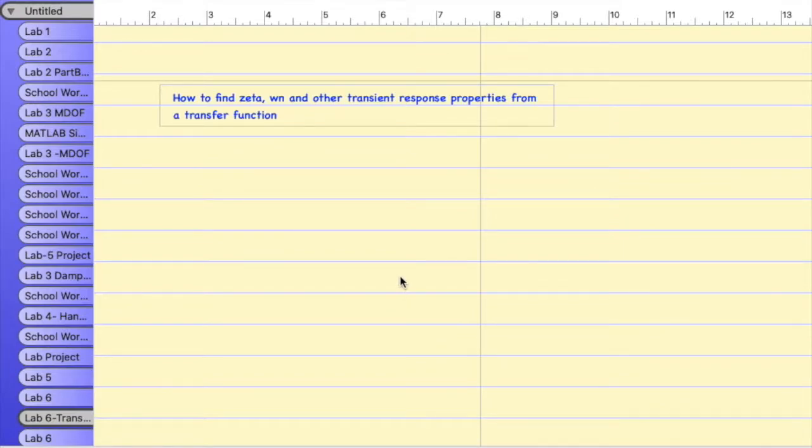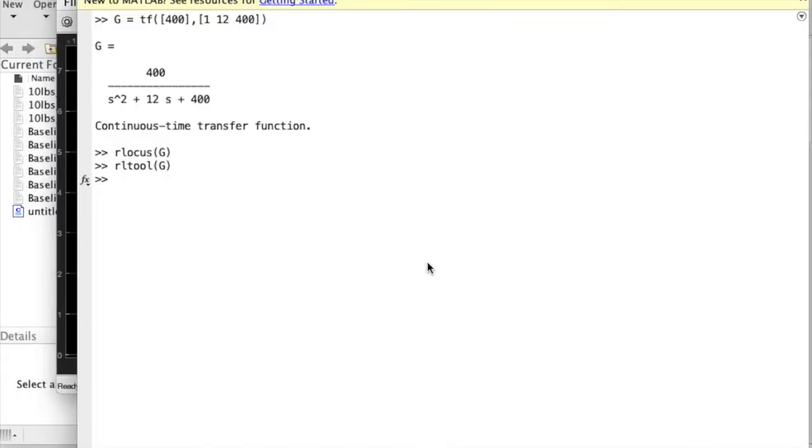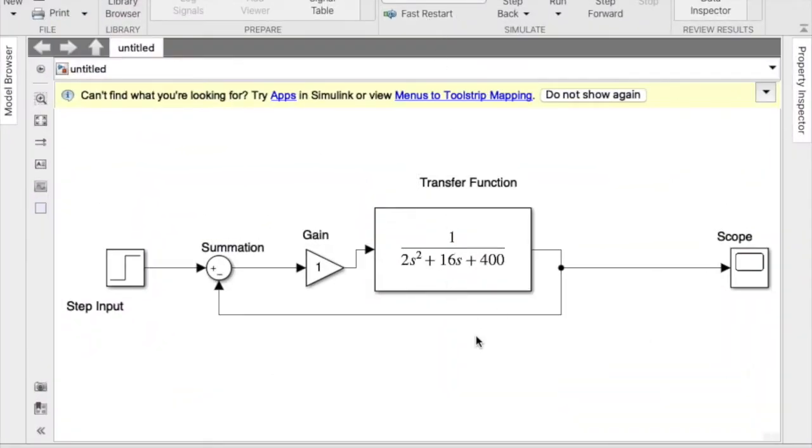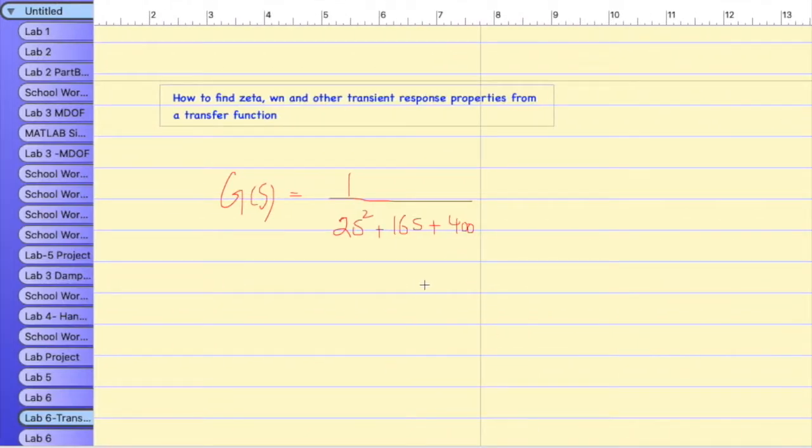How to find omega n, the natural frequency, and zeta from a given transfer function. For example, if the transfer function is G(s) = 1 over 2s² + 16s + 400. I believe you have seen this over here. So I'm interested in finding out the properties zeta and omega n from this transfer function.